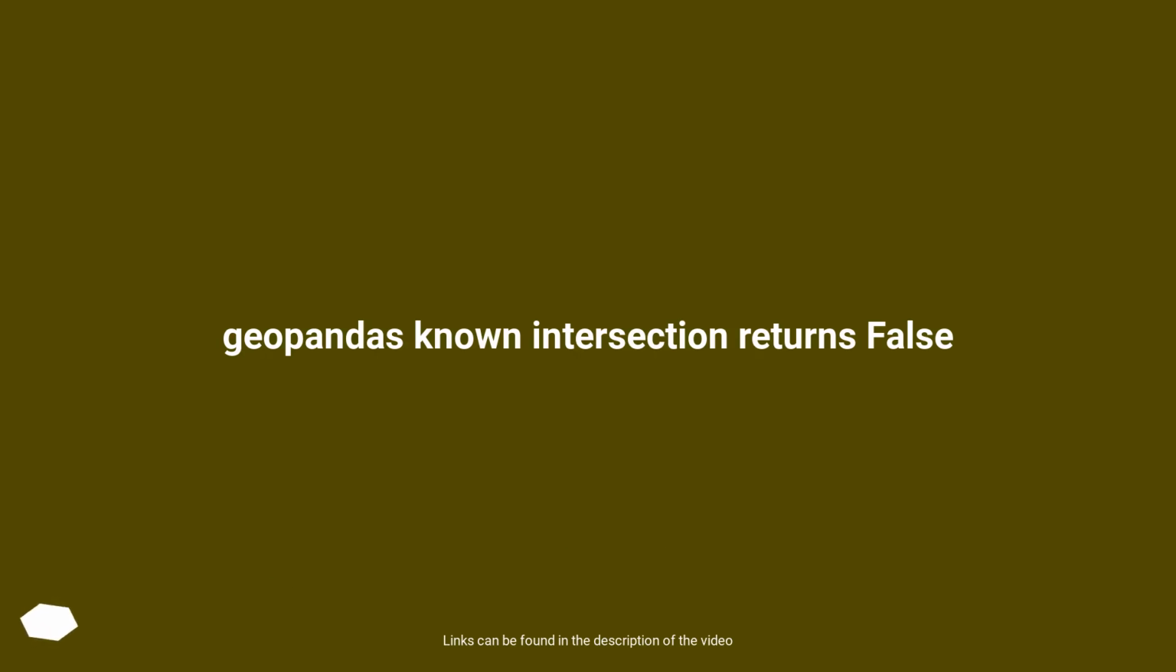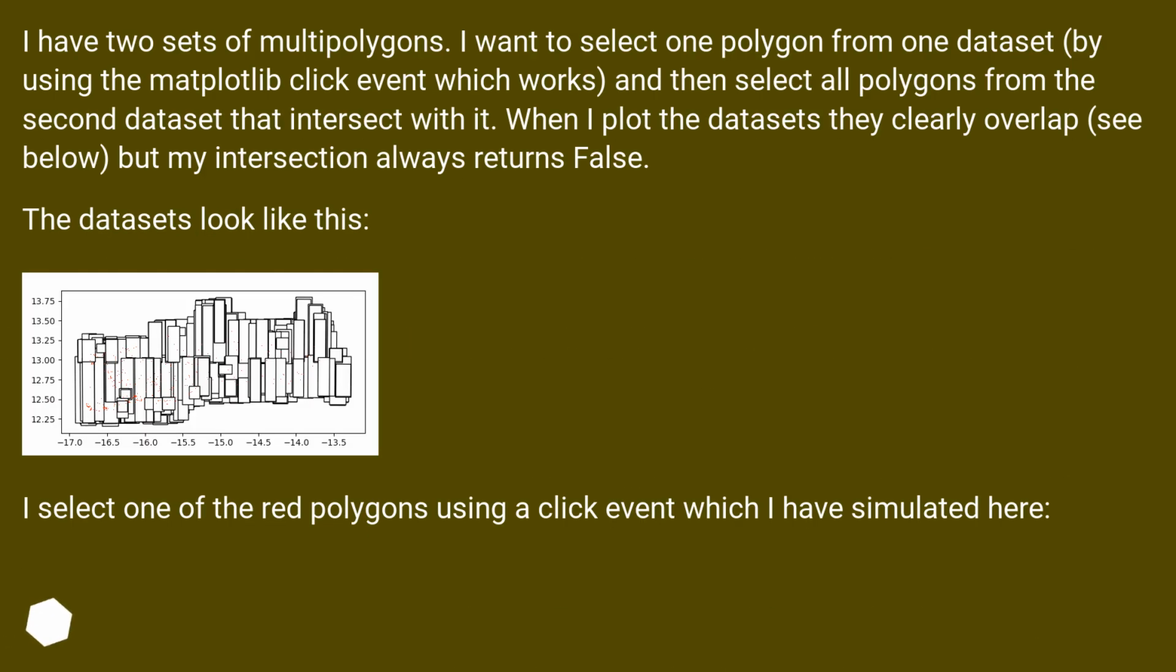Geopandas known intersection returns false. I have two sets of multi-polygons. I want to select one polygon from one dataset, by using the matplotlib click event which works, and then select all polygons from the second dataset that intersect with it. When I plot the datasets they clearly overlap, see below, but my intersection always returns false.